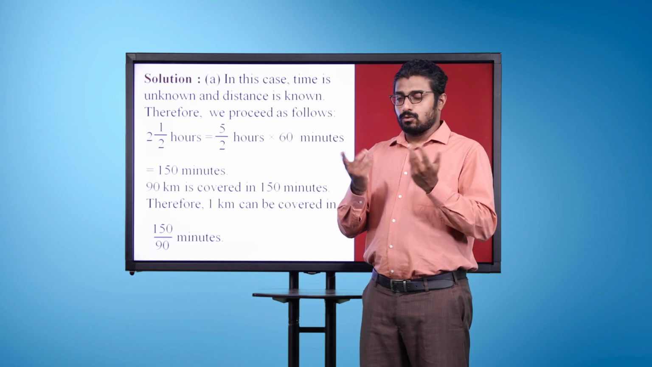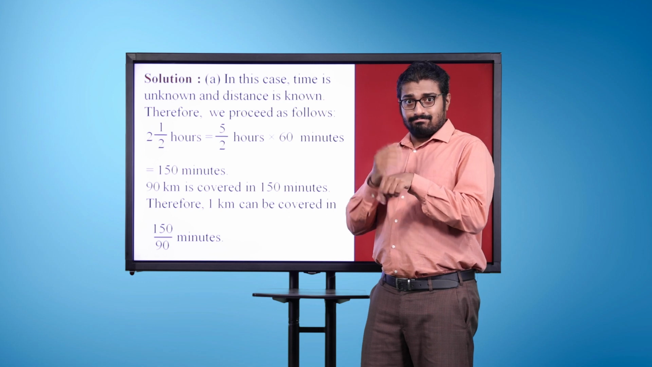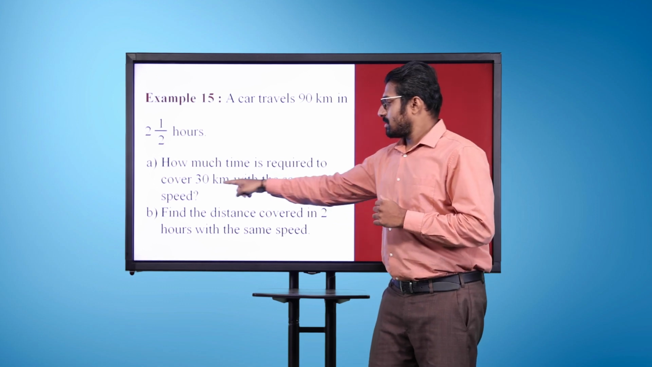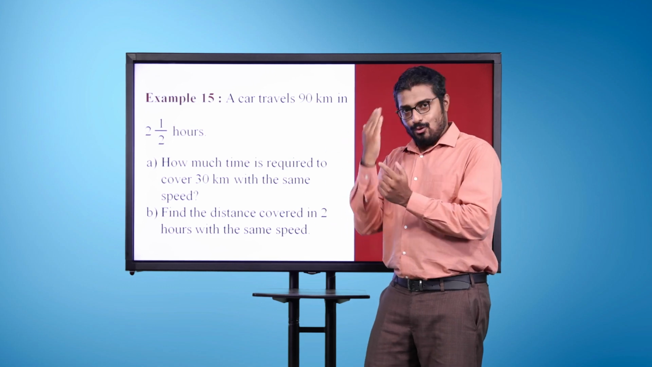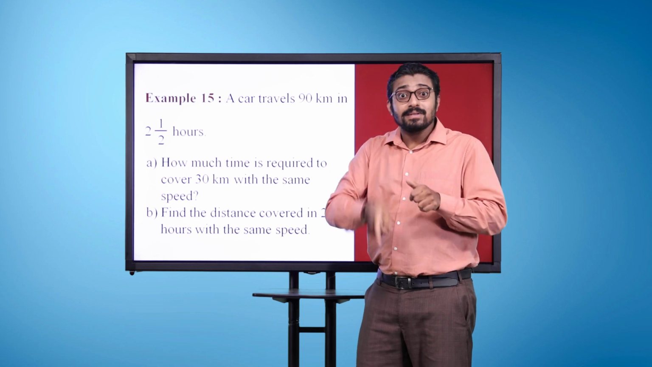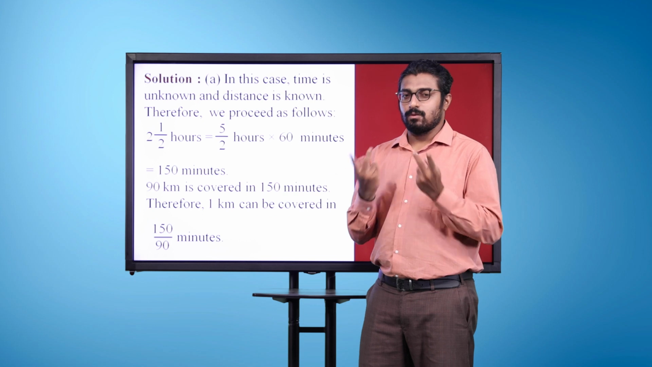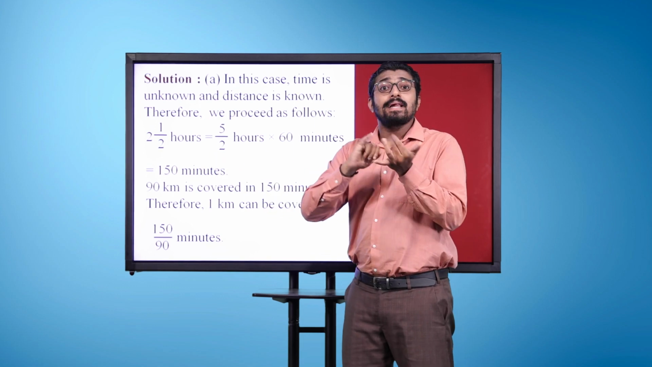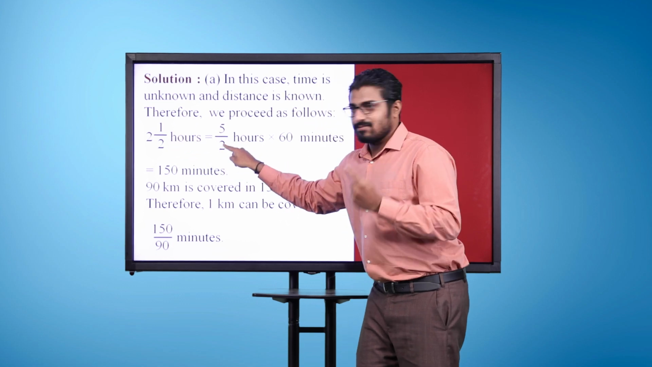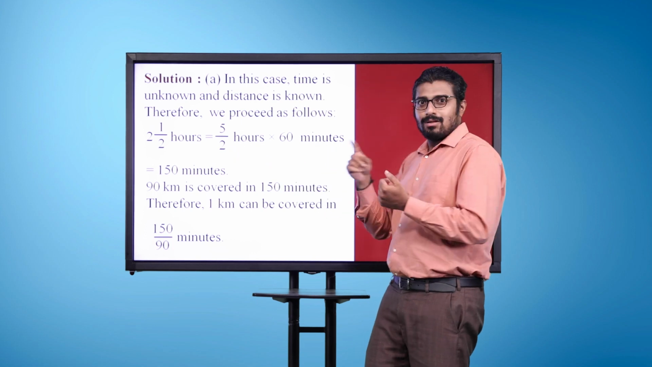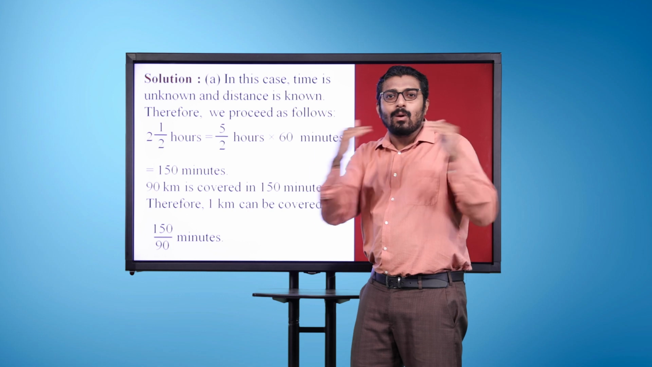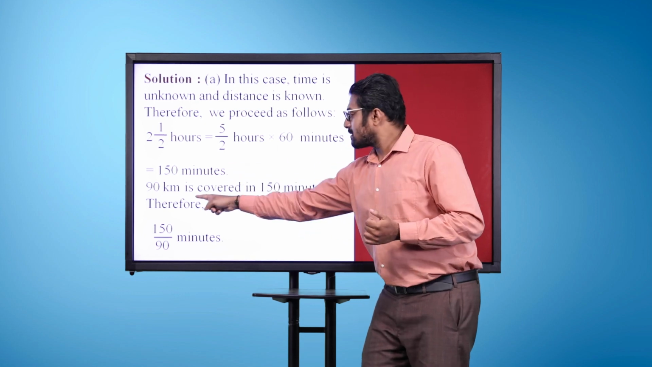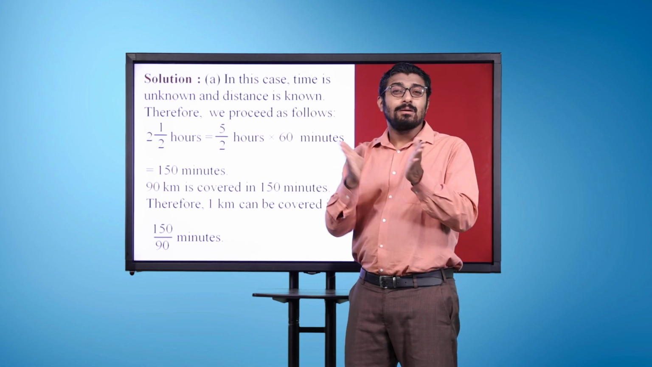Solution. A. In this case, time is unknown and distance is known. Therefore, we proceed as follows. Two and a half hours is equal to 5 divided by 2 hours, which is equal to 5 upon 2 into 60 minutes. That is equal to 150 minutes. 90 kilometers is covered in 150 minutes.